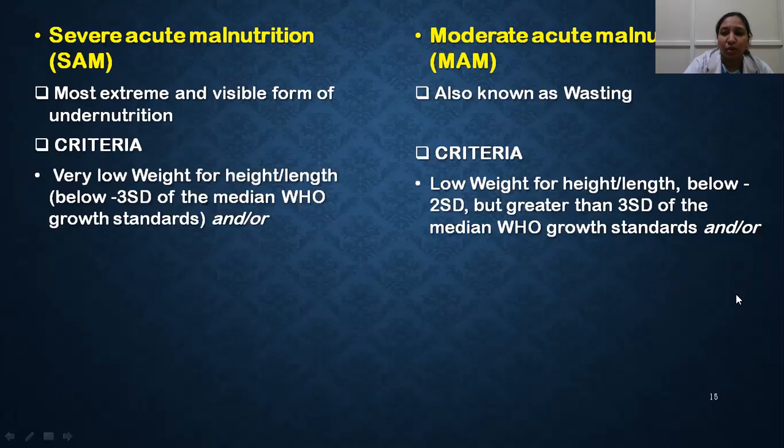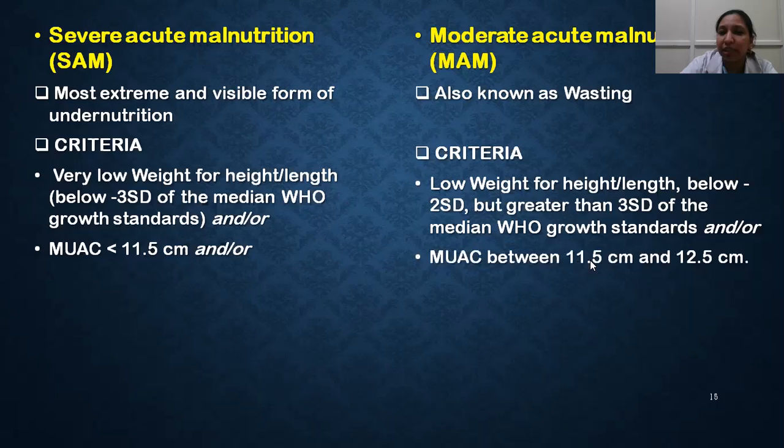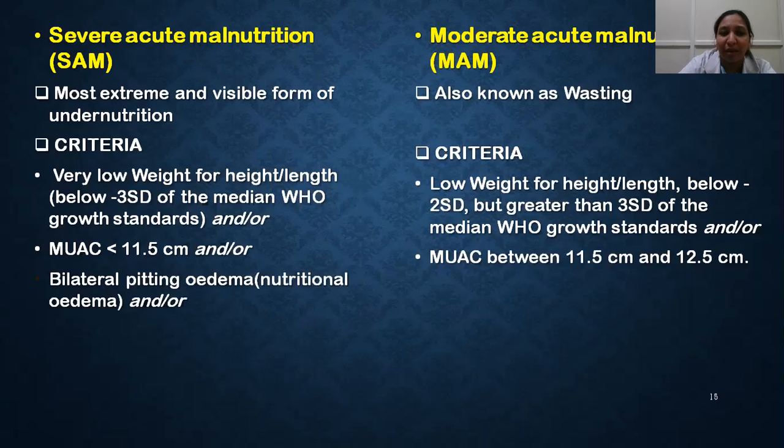Okay, so here you can see, here it is less than 3 standard deviations. Here it is less than 2 standard deviations, but greater than 3 standard deviations. And mid upper arm circumference is less than 11.5 centimeters, and here mid upper arm circumference is 11.5 to 12.5 centimeters. And in SAM you have bilateral pitting edema, nutritional edema. So and/or, either one should be present; not all need be present. Most of them may occur together, but this can happen and/or.